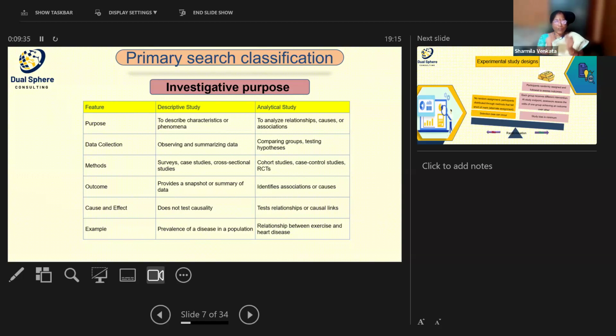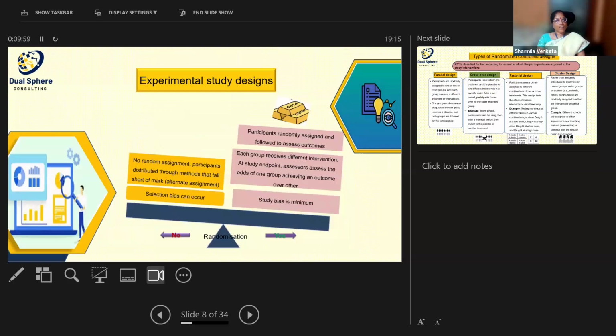So, descriptive studies are like photography, a snapshot. Analytical studies are like detective work, looking for causes and associations. But both are important. Descriptive studies help identify problems. Analytical studies test hypotheses and provide the evidence base for intervention.